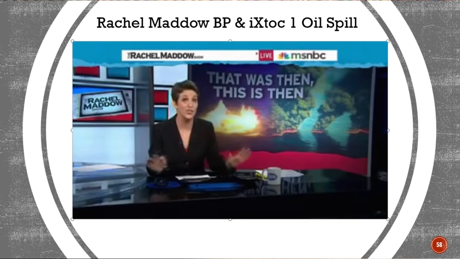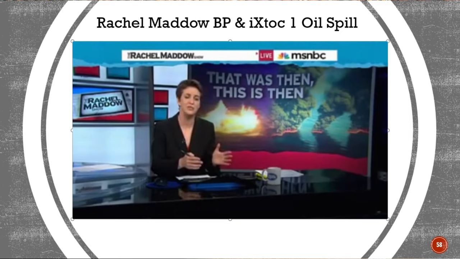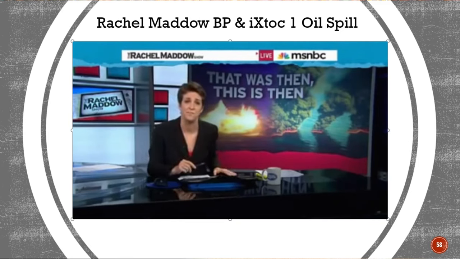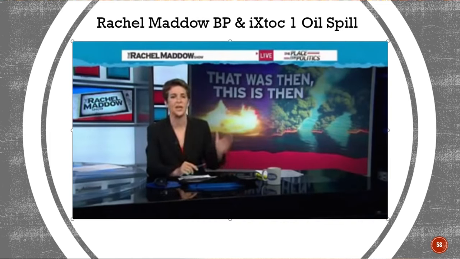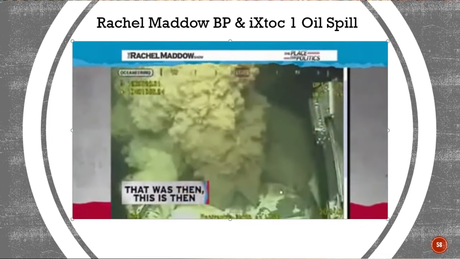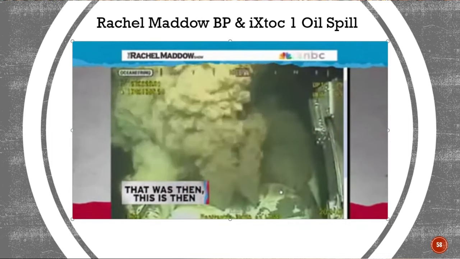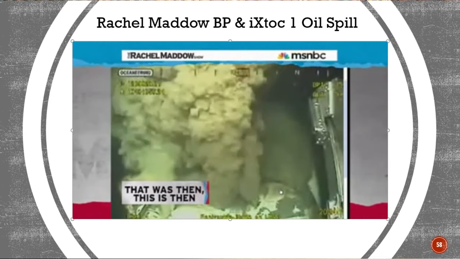It's all the same technology. The Ixtoc well, which couldn't be plugged for 9 months, was in roughly 200 feet of water. Now in 2010, we're using the same exact techniques to try to plug a well that is leaking in 5,000 feet of water. Now look, maybe this top kill maneuver will work. We obviously hope and pray that it does. Praying does seem wiser than hoping at this point.